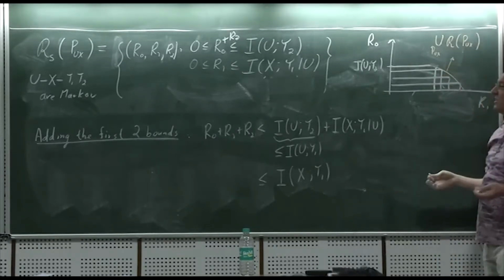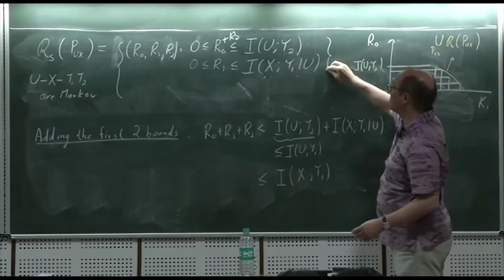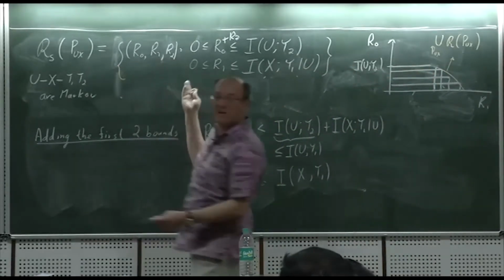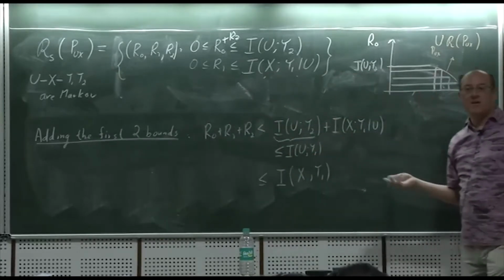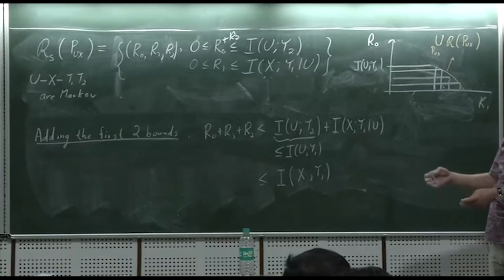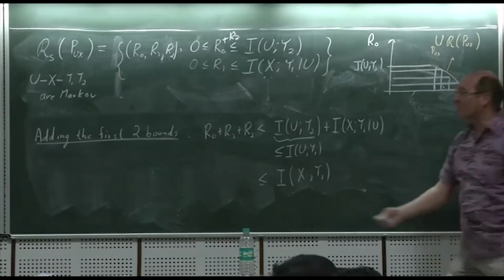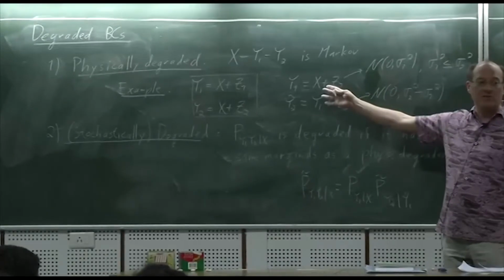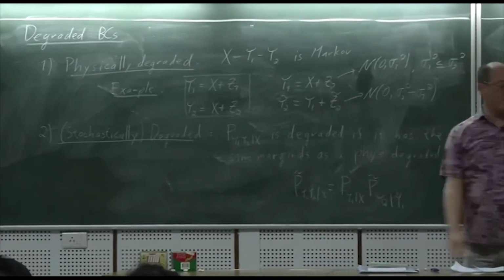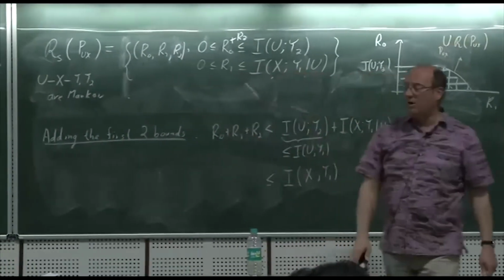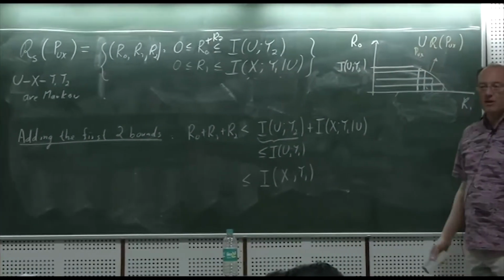Now, for degraded channels, this turns out to be achievable. And what we want to prove is that this is actually the capacity region of any physically degraded broadcast channel, and therefore also of any stochastically degraded broadcast channel, including our Gaussian scalar broadcast channel here. Okay, so that's the nice result. Superposition coding is optimal for degraded broadcast channels.